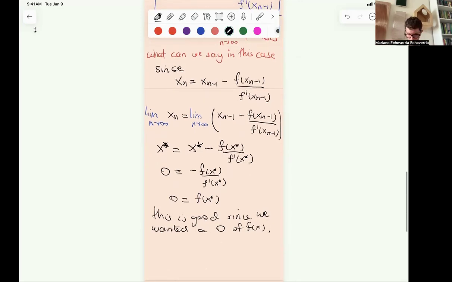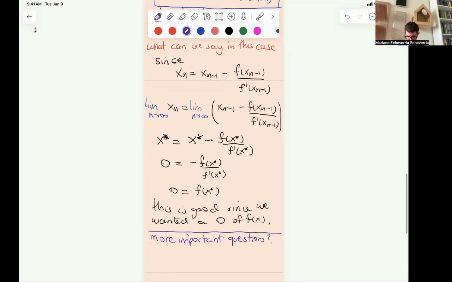So a more important question is when do we know that this limit exists?